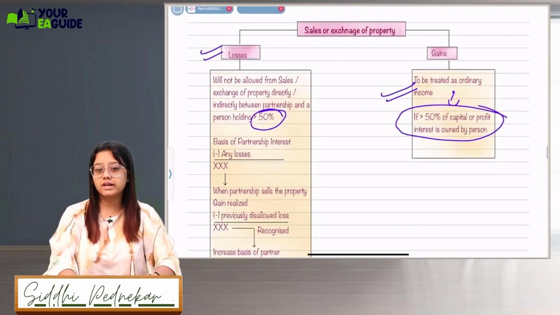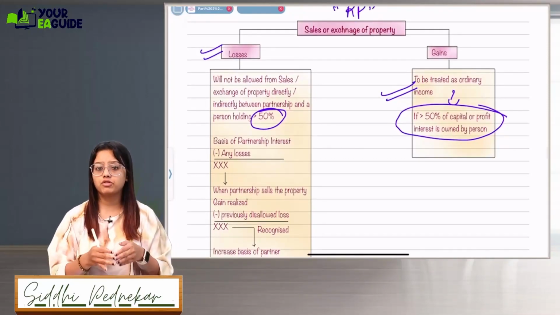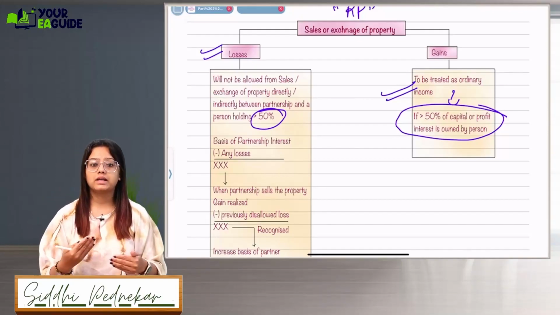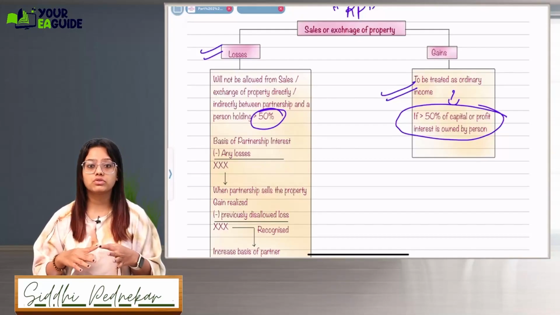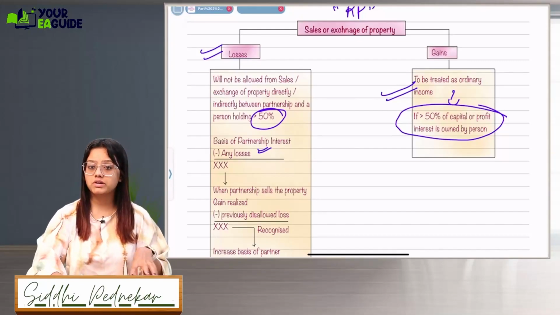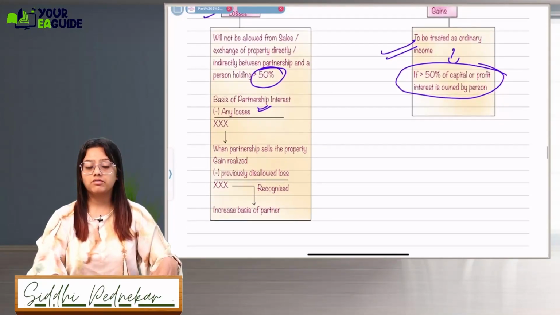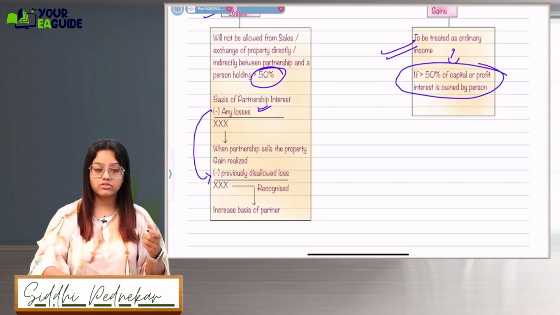This means it is a related party transaction. Just compare this with related party transactions. If you hold more than 50%, you are going to consider that gain as a capital gain. But if you have a loss, you are not going to recognize it. So basis of the partnership interest minus any loss. A loss will be directly reduced from the basis of the partnership interest, and when the partnership interest is sold and the gain is realized, this previously disallowed loss will get reduced.